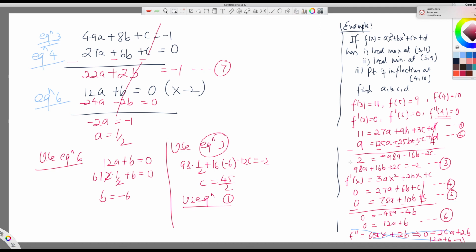How do you find that? You will get 11 equals 27 times 1/2 plus 9 times negative 6 plus 3 times 45/2, and then plus d. If you use a calculator, you will get d equals negative 16. So we got the values of a, b, c, and d. Okay, thank you guys. This is the end of this section.